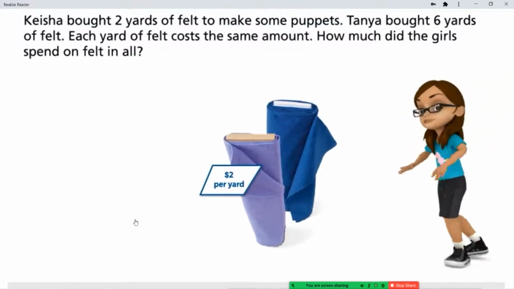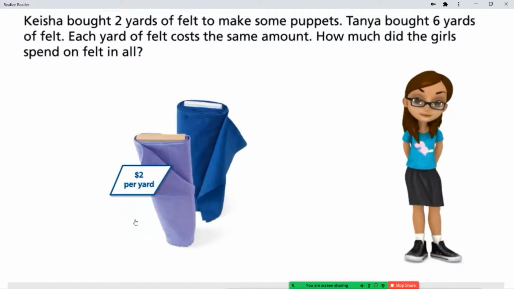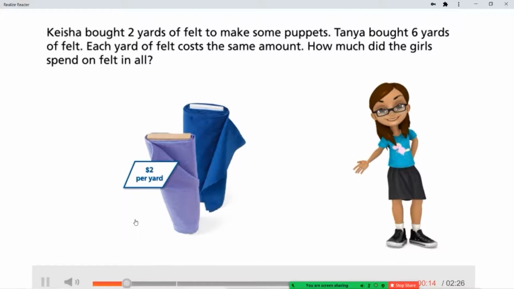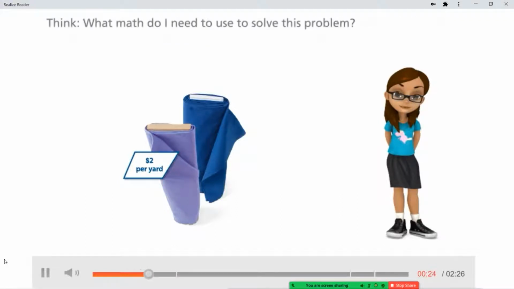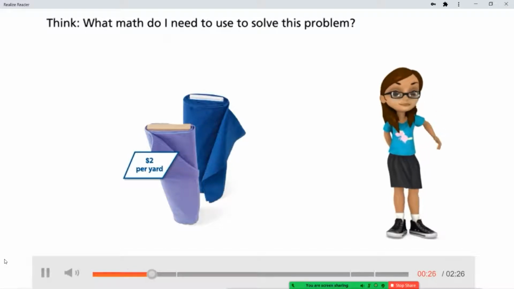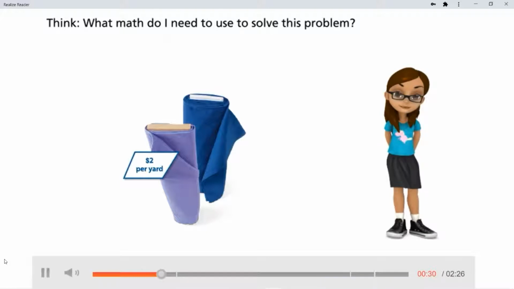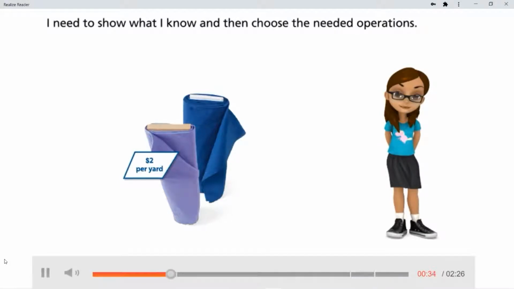Keisha bought 2 yards of felt to make some puppets. Tanya bought 6 yards of felt. Each yard of felt costs the same amount. How much did the girls spend on felt in all? Think. What math do I need to use to solve this problem? I need to show what I know and then choose the needed operations.